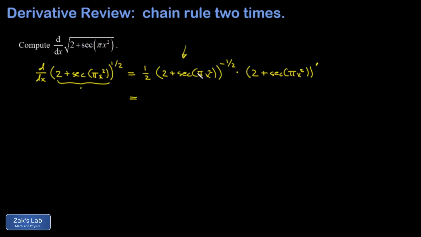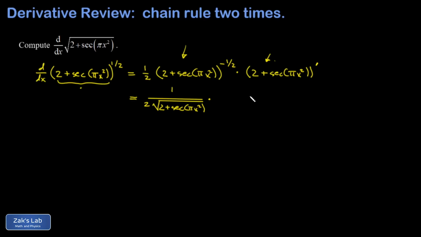So a power of -1/2 means that we're going to have a square root in the denominator of this thing. And there's a factor of 2 down there. And then I'm going to deal with the derivative of this second piece. So the derivative of 2, of course, is 0. It's the secant pi x squared part that's interesting.